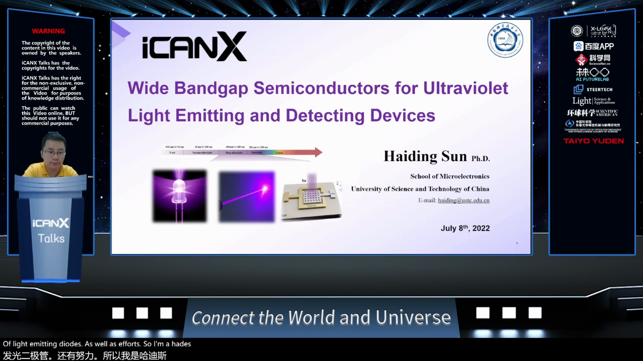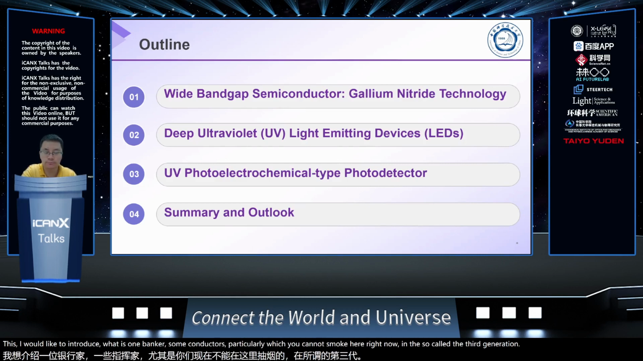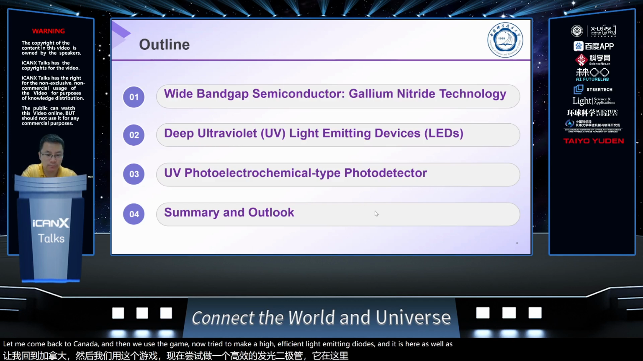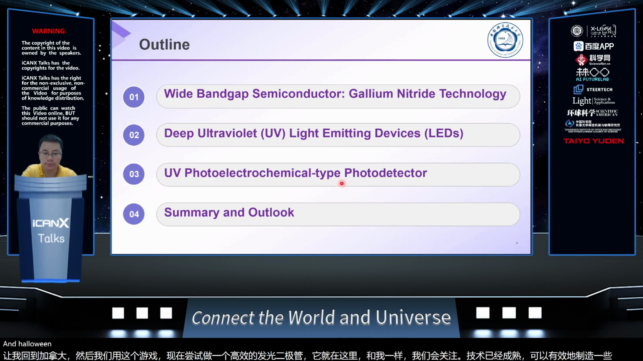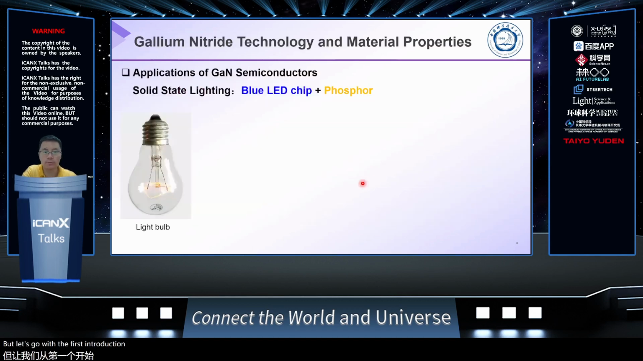I'm Haiding, from the University of Science and Technology of China. I will go through my presentation in 4 parts. First, I would like to introduce what wide bandgap semiconductors are, particularly gallium nitride, which is quite a hot material right now in the so-called third generation semiconductors. Then we use gallium nitride to make highly efficient light emitting diodes, LEDs, as well as efficient and highly detective photodetectors. Then I will conclude my talk. Let's start with the introduction about what gallium nitride is.